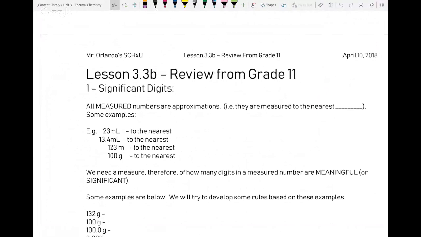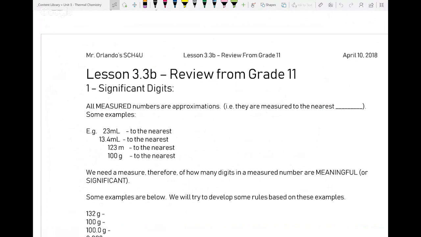But today, as promised, we're going to spend a little bit of time reviewing concepts from grade 11. And there's two main things I want to cover today. One is significant digits and what we mean by that. And then the second is just doing a little bit of dimensional analysis to make sure that we can all go from moles to mass or from mass to moles. So we'll go through this quickly.